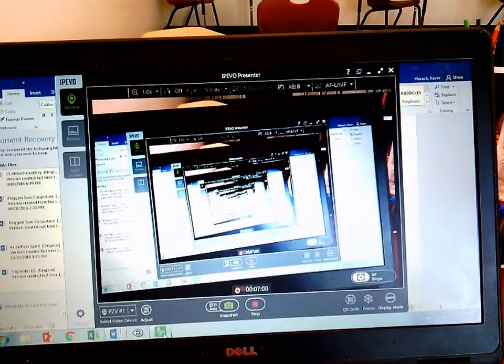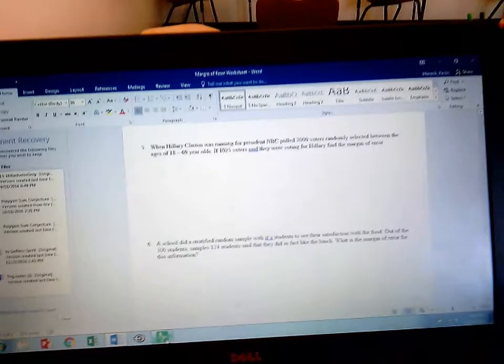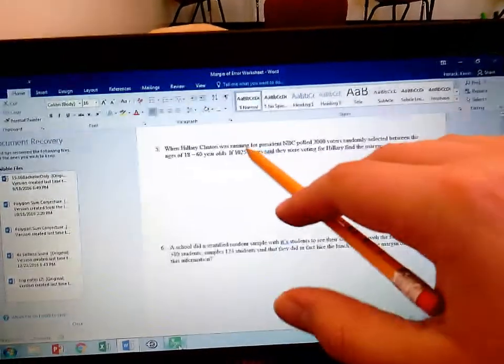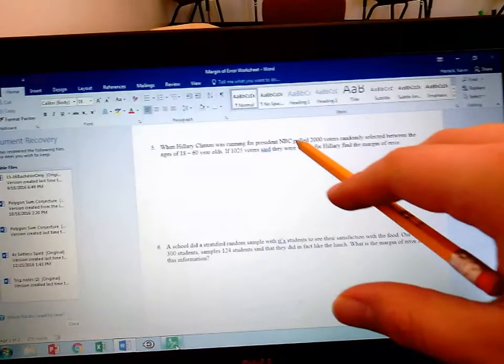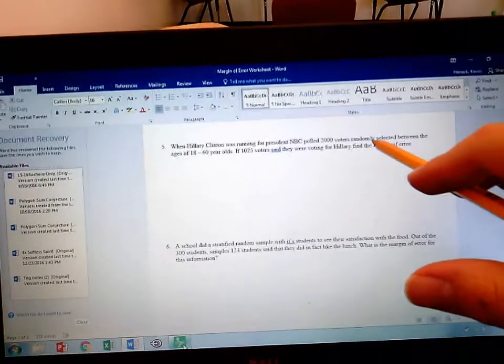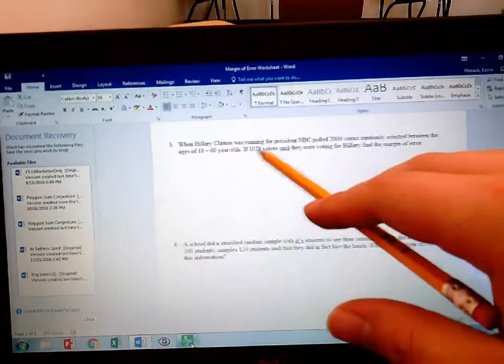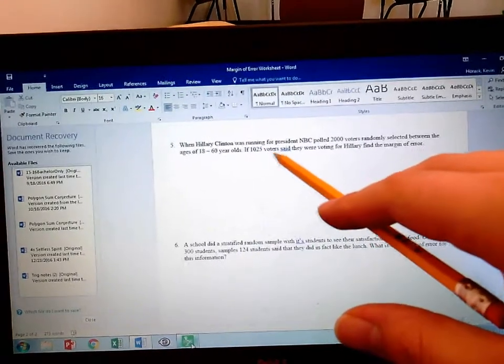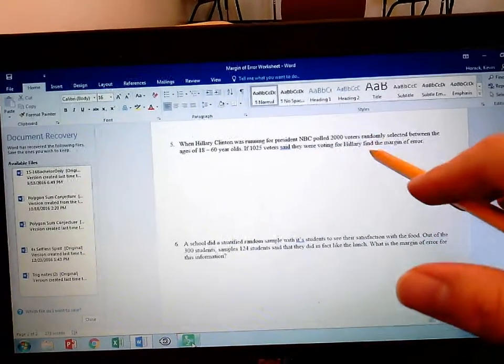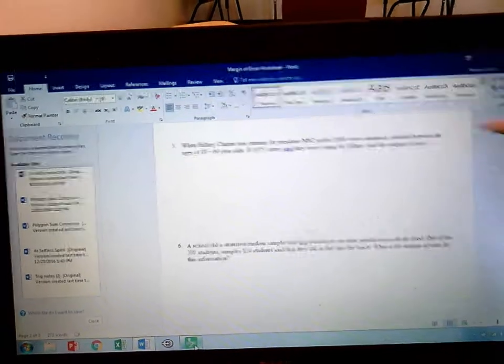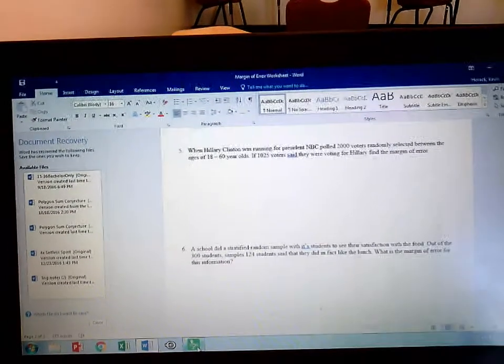Alright. So, you see that it says, when Hillary Clinton was running for president, NBC polled 2,000 voters, randomly selected between the ages of 18 to 60 years old. If 1,025 voters said that they were voting for Hillary, find the margin of error. So what we need to do is first find our P. Okay? And let me show you the formula for this.